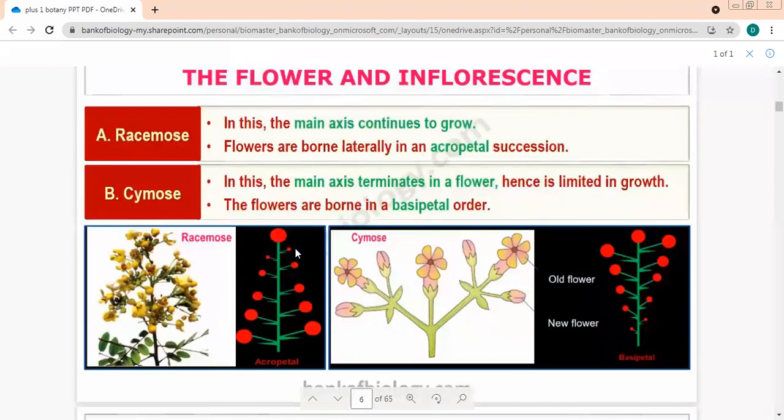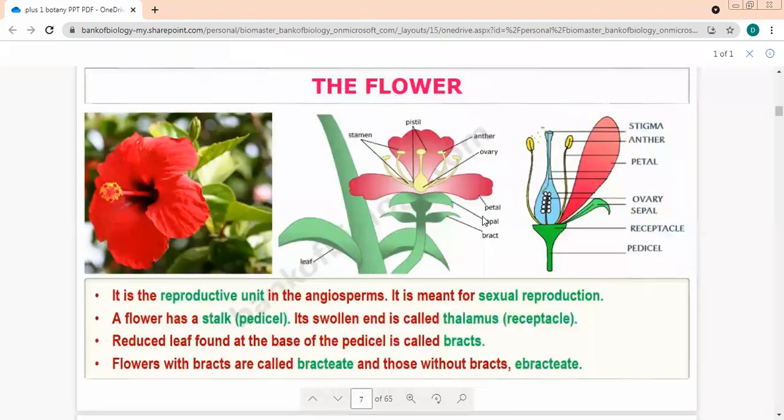See this? This is acropetal succession. This is basipetal. Older flowers at the base, younger ones on the top. Acropetal or basipetal? Acropetal. Yes. New flowers will go towards the base, नीचे की तरफ. So we are going to have which order was this? Basipetal order. Yes. This was pedicel.